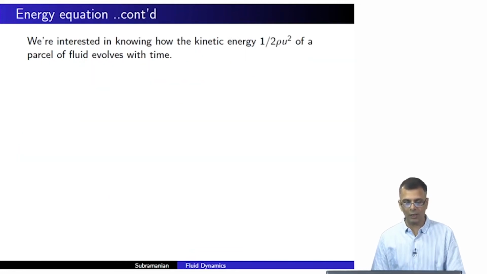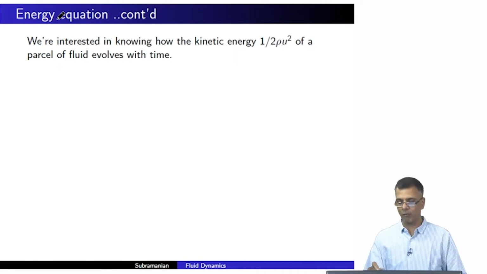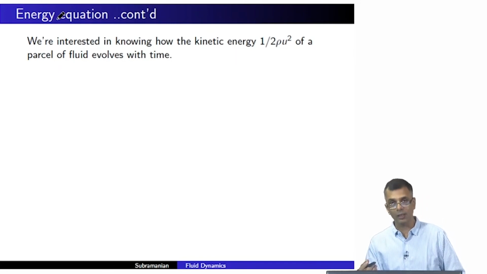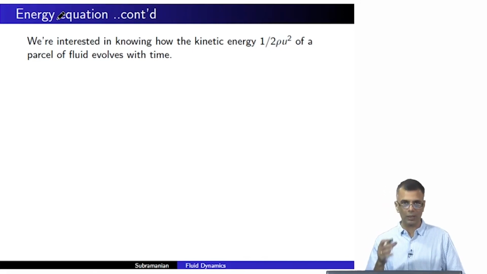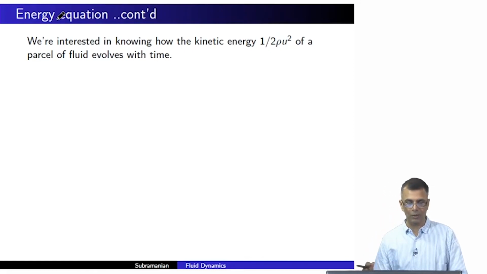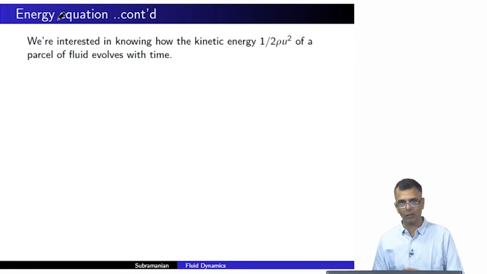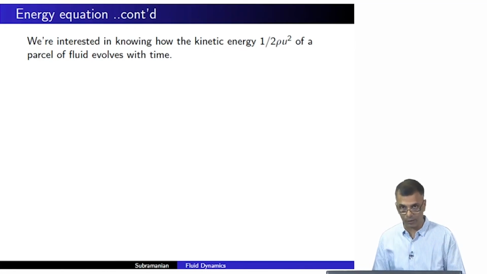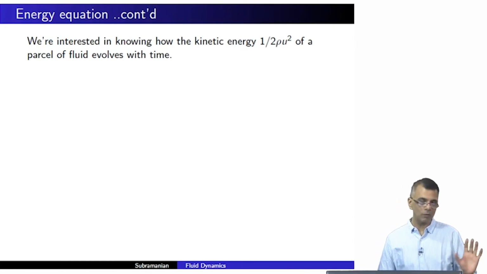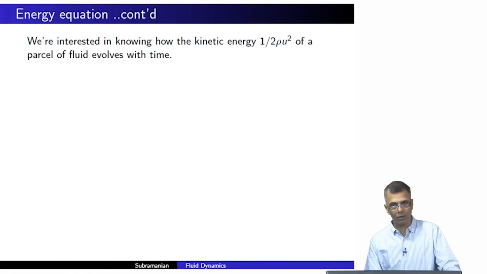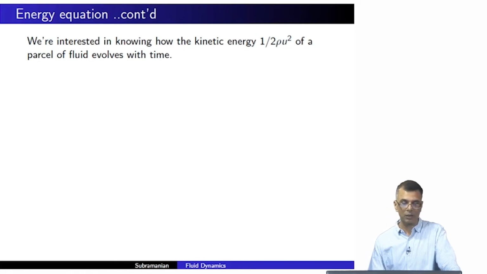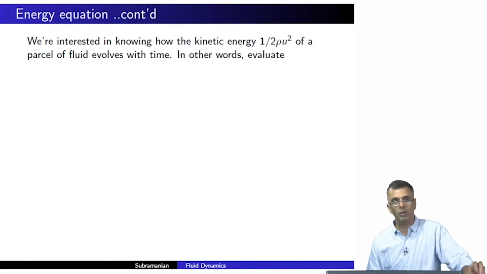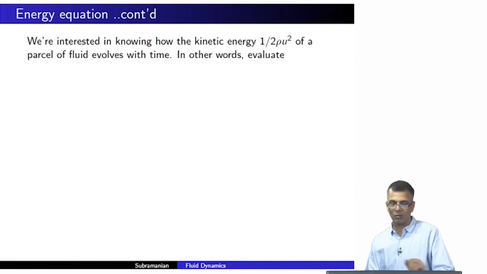Now we're interested in knowing how the kinetic energy, half rho u squared, energy density to be precise, evolves. Half m v squared will be the kinetic energy, and half rho u squared is the energy per unit volume. How the kinetic energy of a parcel of fluid evolves over time, and what viscosity does to it in particular. Because we've already seen the energy equation for an inviscid parcel of fluid. That's essentially the Bernoulli constant, right? Although it's strictly speaking valid only over a streamline.